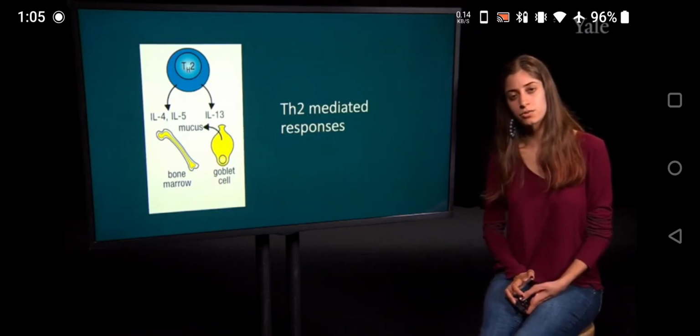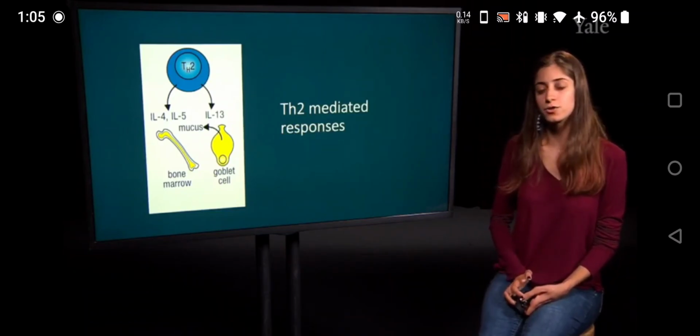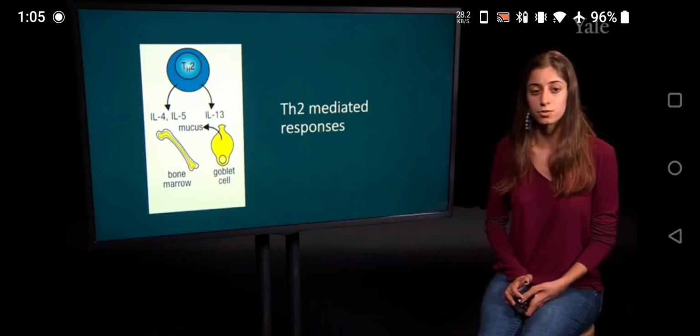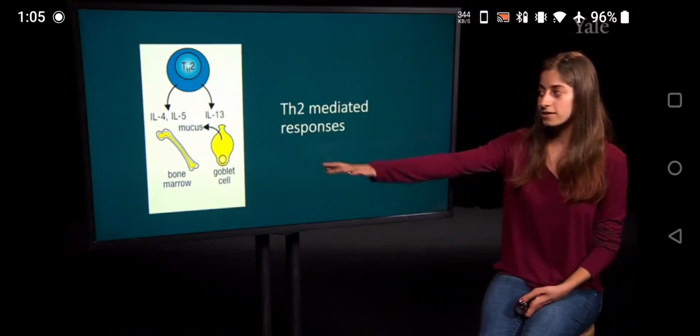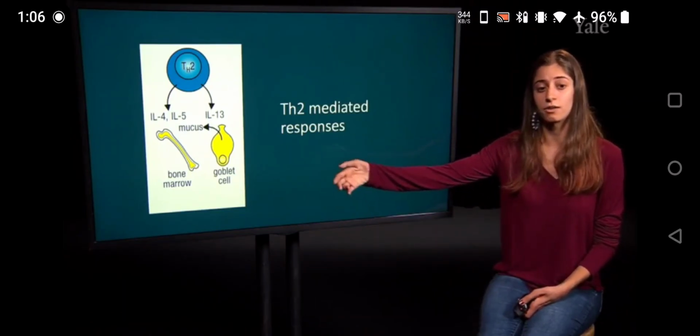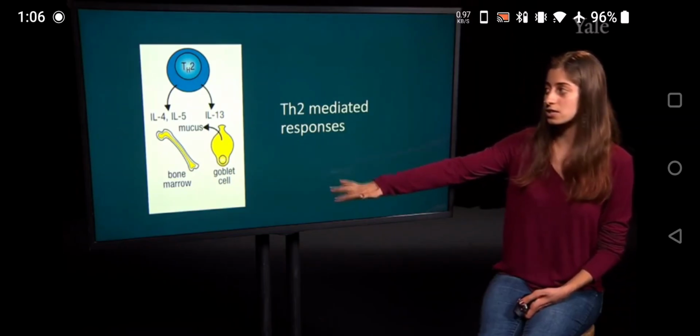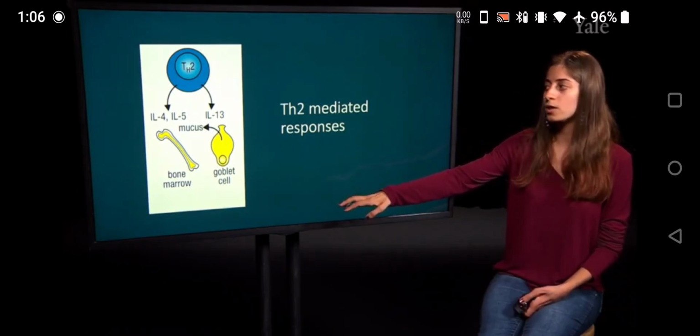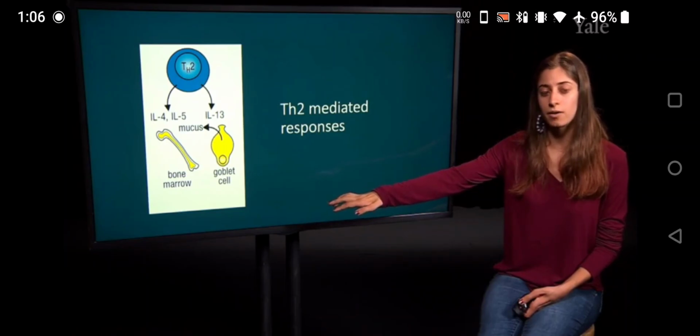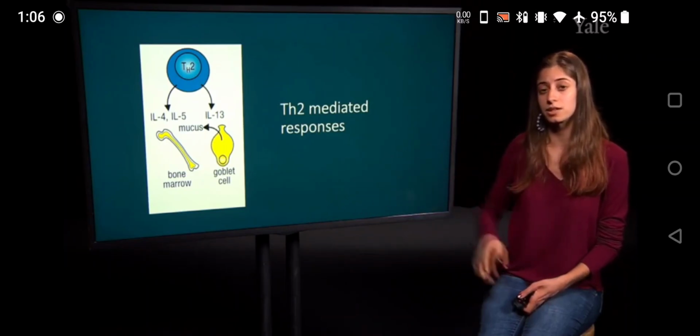The next immune response we'll talk about is the Th2 mediated response, or the type 2 immune response. This is characterized by the production of IL-4, IL-5, and IL-13 from Th2 cells, which we'll see act on the bone marrow and goblet cells in the epithelial layer.